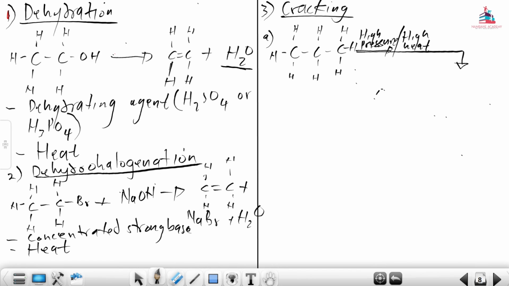I'm going to form my double bond. So for me to form a double bond, I obviously need 2 carbons. So this is my alkene plus, now what else must be there? CH4. So this becomes cracking because we are breaking down the longer chain into shorter chains.